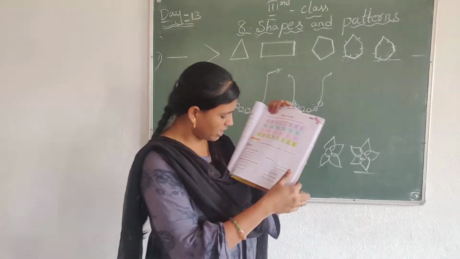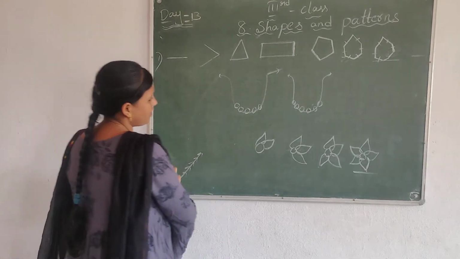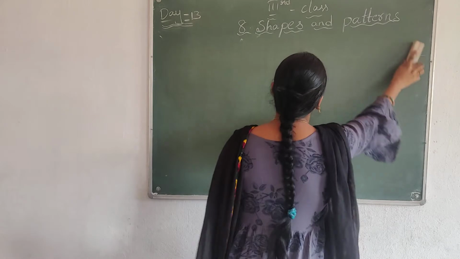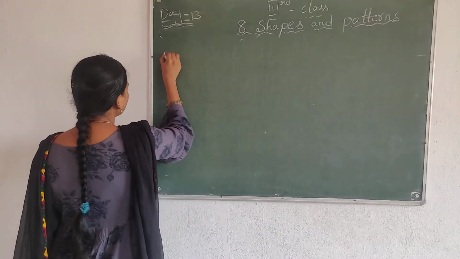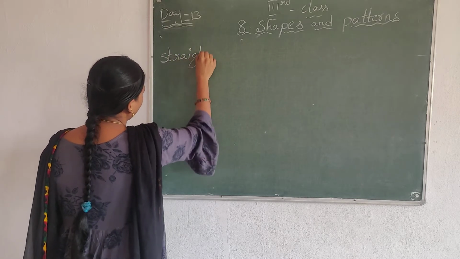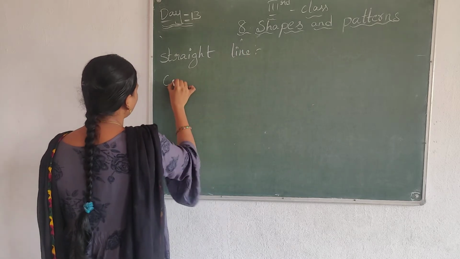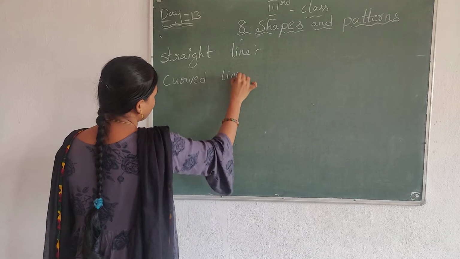Next see lines. There are 2 types of lines. How many types of lines do we have? We have 2 types of lines. What are the lines? The lines are straight line, and the next one is curved line.